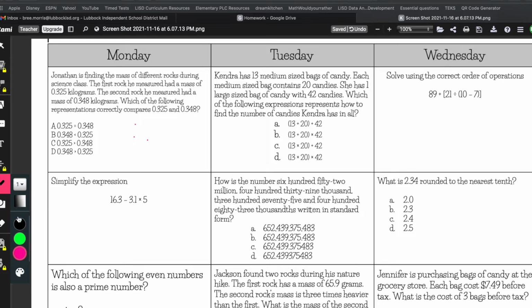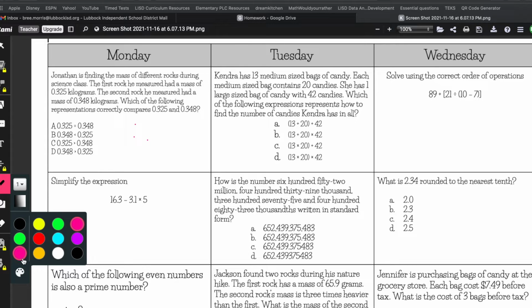This next one should be super easy. I'm going to read it to you, but I don't know that I'm going to help you with this one, because other than that thousandths place, this we've been working on since second and third grade. So I'll read the problem to you. It says, how is the number 652,439,375 and 483 thousandths written in standard form?